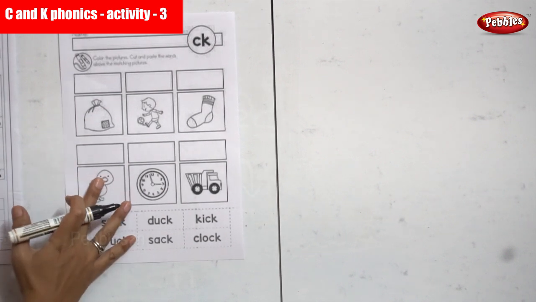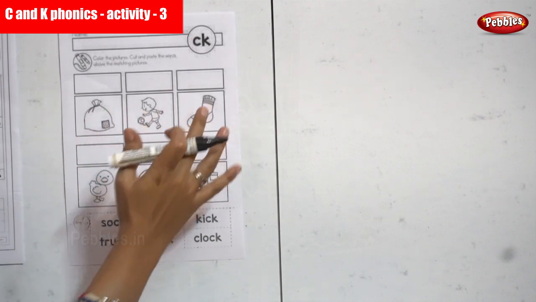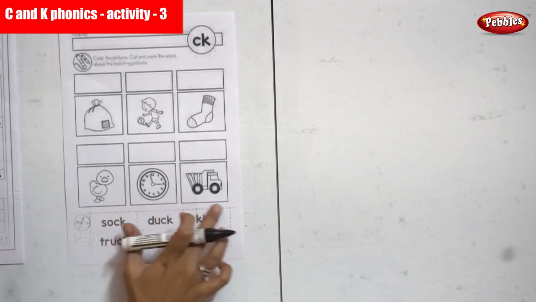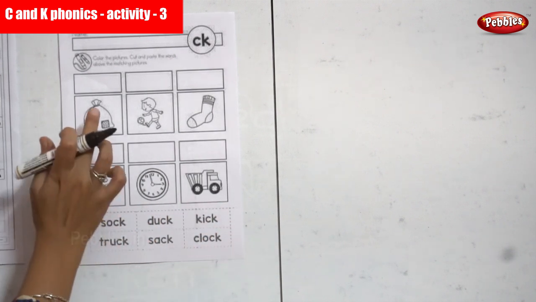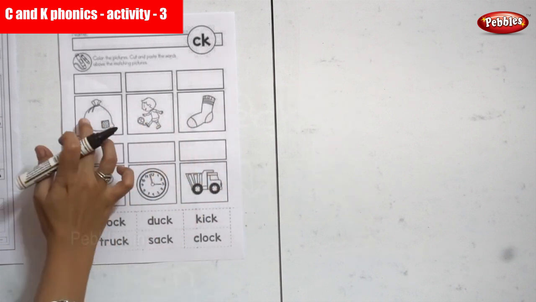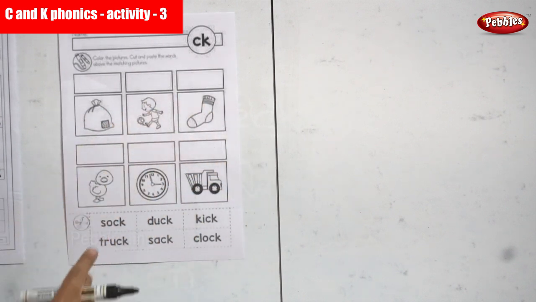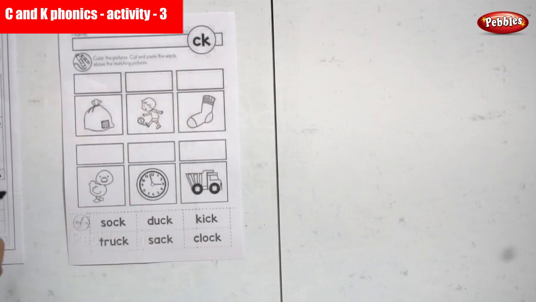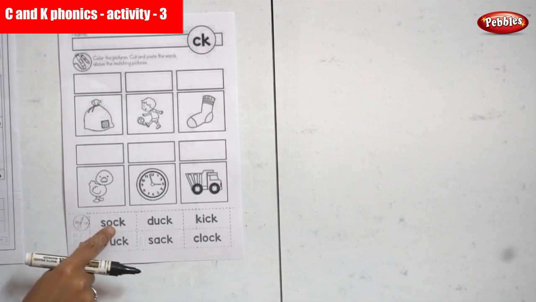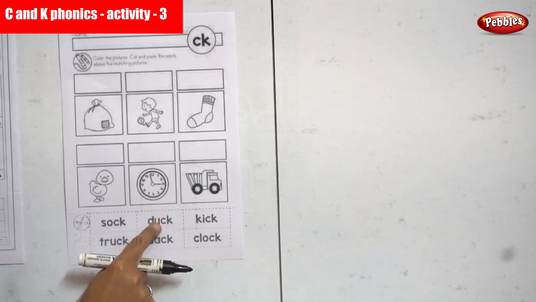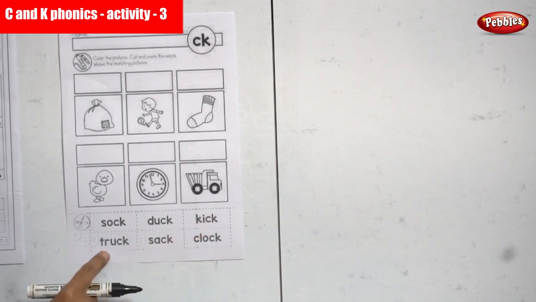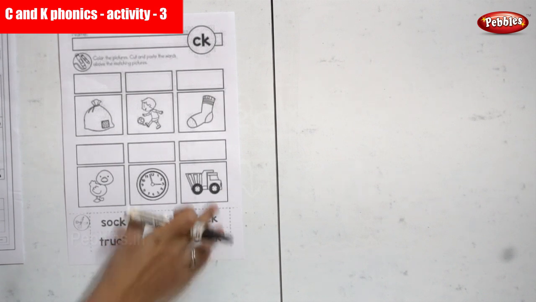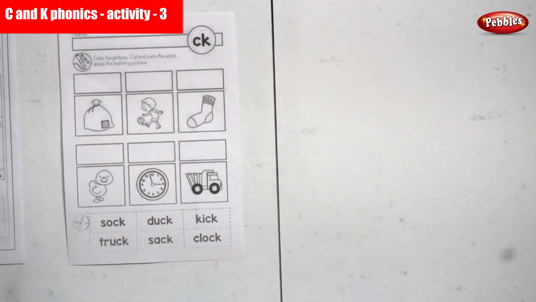Now in your next activity sheet, you have your pictures. Yes, you have 6 pictures and also you have your words down over here. Look at the picture and you can choose the correct word which has to be written here. Okay children, now see what are the words you have here. You have socks, duck, kick, truck, sack and clock. Now we have to place all these words according to the picture in the correct place.